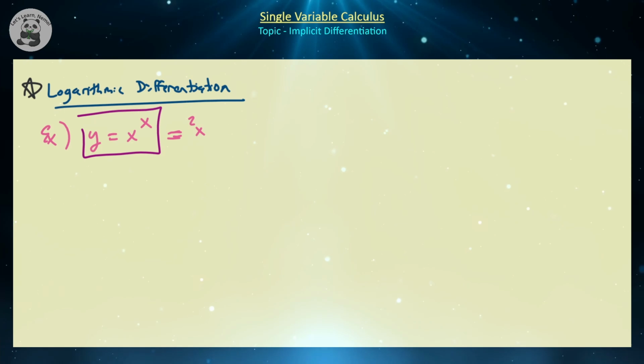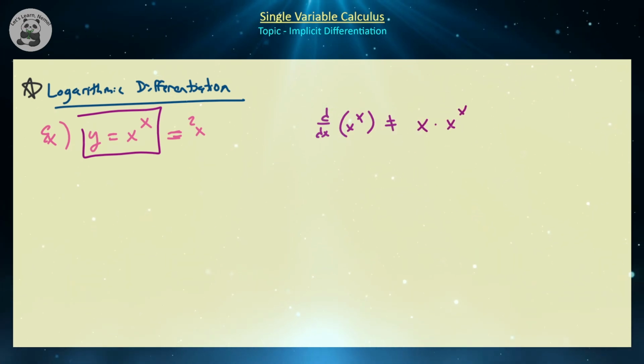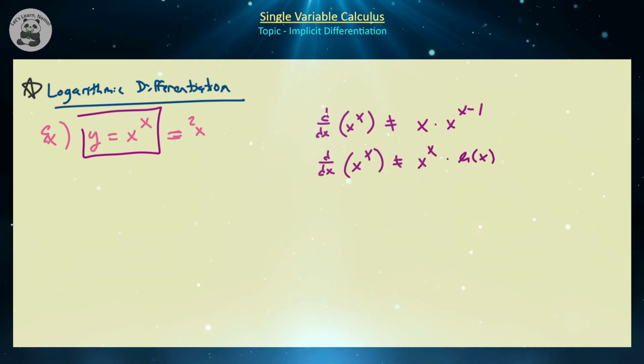So differentiate with respect to x, right? So keep in mind the derivative of x to the x is not equal to x times x to the x minus 1, because it's not a power rule. The derivative of x to the x is not equal to x to the x times the natural log of x, because the base is not a constant. So it's neither one of these. So it's a combination of variable in the bottom and variable in the top. So how are we going to deal with this?